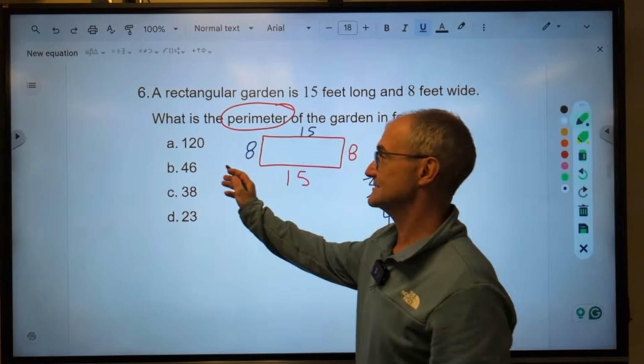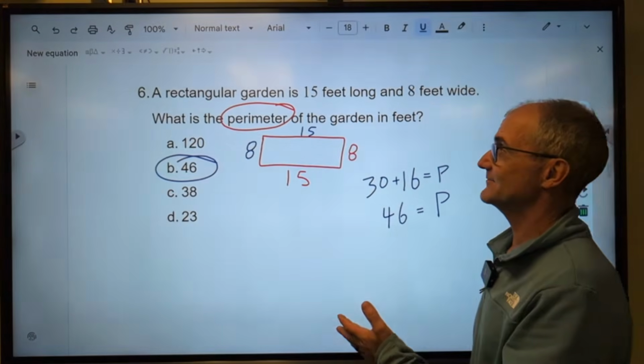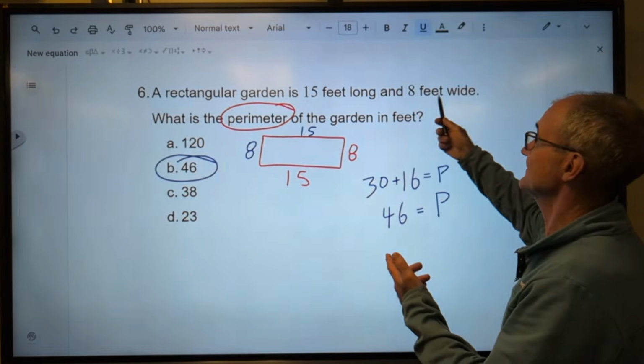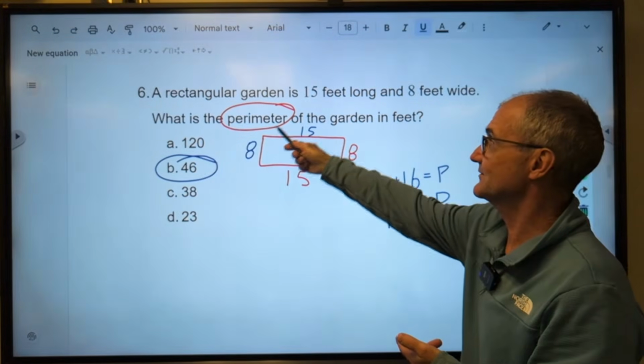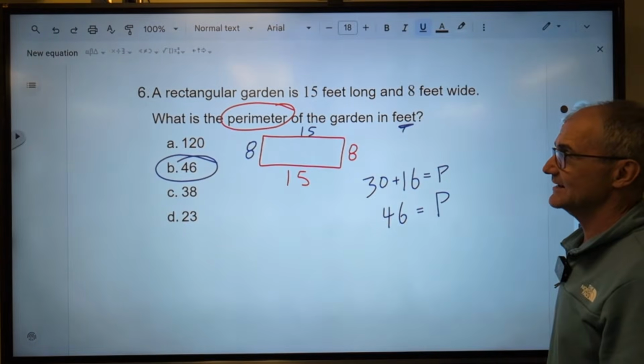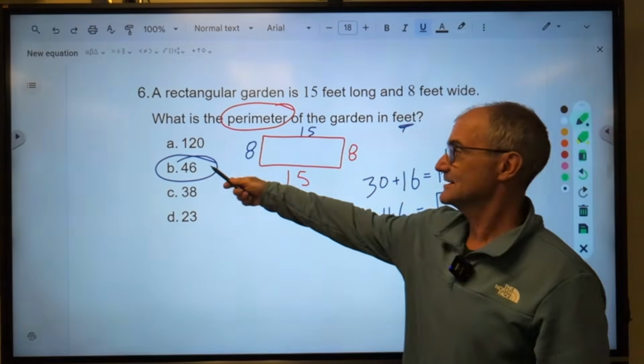Correct answer, answer B right there. Step 5, the check: the rectangular garden is 15 feet by 8 feet. What is the perimeter? I found the perimeter of the garden in feet. So my units work, everything I have, that is the correct answer.